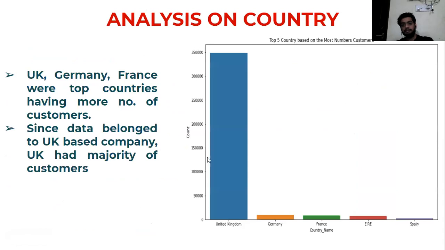Next is the analysis of the country. Here the dataset represents the top 5 countries based on the number of customers. UK, Germany, and France were the top countries having the most customers. Since the data belongs to a UK-based company, the UK obviously had the majority of customers.